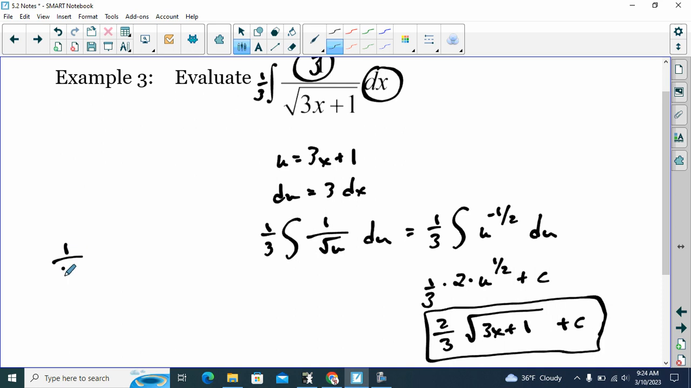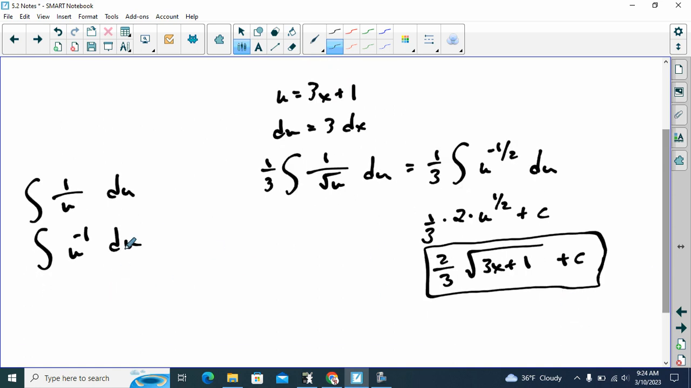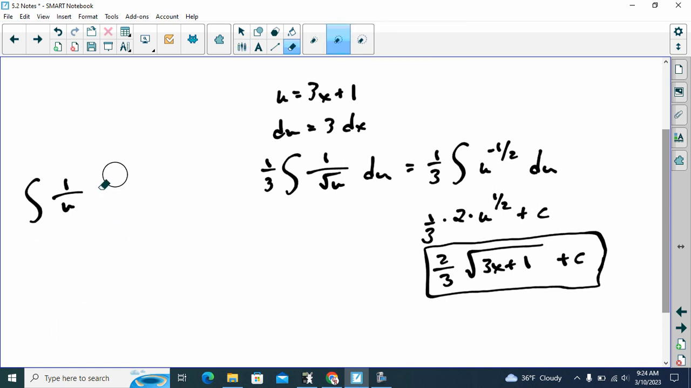Notice if it is 1 over u, if we tried to use the power rule, we said that the power rule works for all exponents except -1, because if I add 1 to -1, I have u to the 0 times 1 over 0, which is no good. So the power rule does not work when the exponent is -1. We wind up with a natural log instead.